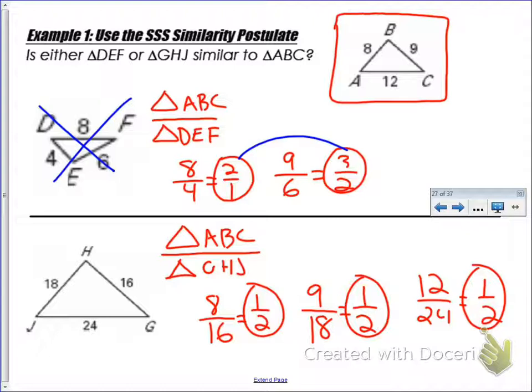So by side, side, side, these two triangles will be similar to each other. And we can go ahead and write a similarity statement. It'll be triangle ABC is similar to GHJ, and all the corresponding parts match up. You remember we did AB with GH, so those two parts match up. BC with HJ, and then AC with GJ, so the similarity statement would be correct.